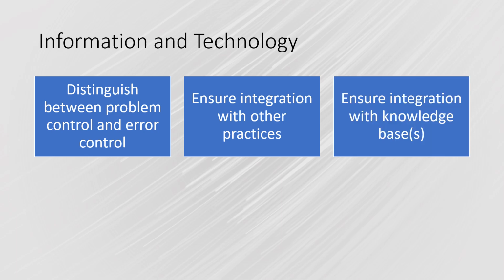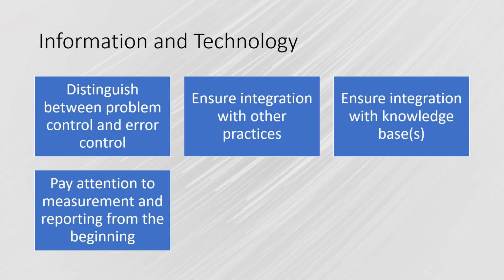Ensure integration with knowledge bases. At the least, information about errors and related recommendations should be available. Consider integration of the vendors' and suppliers' knowledge bases, bug reports, release notes, and so on. Pay attention to measurement and reporting from the beginning. Ensure visibility of the problem management status and progress, including the 4 processes: reactive and proactive identification, problem control, and error control.